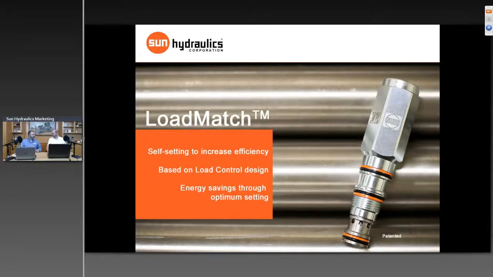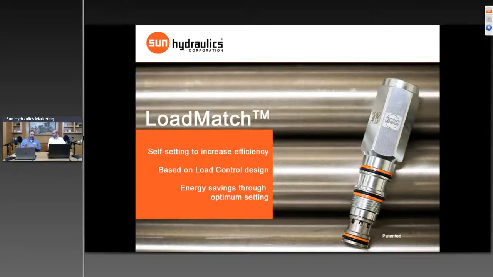The lower the load pressure, or even at no load pressure, the more energy you're using to open the valve and get it to move. The load match valve addresses that by reducing the setting when the load pressure is low, so that it requires less energy to open it up and begin movement.